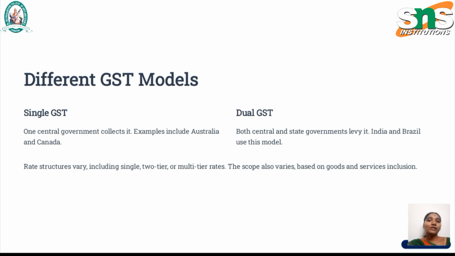The single module means one central government collector, and examples include Australia and Canada. The dual GST is collected where both central and state governments levy it. India and Brazil use this module. Rate structures vary, including single, two-tier and multiple-tier rates. The scope also varies based on the goods and service inclusions.